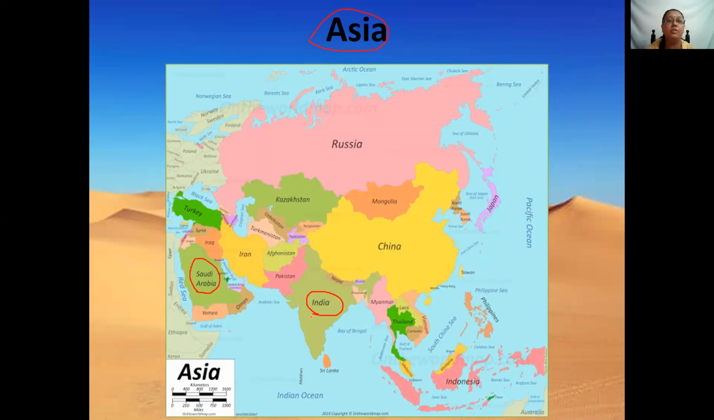India is called a peninsular country because it is surrounded by water on three sides. Now look at Saudi Arabia. Saudi Arabia is located in a place which is a peninsular area. Saudi Arabia itself is not a peninsular country because it is surrounded by land on two sides. Okay, but this area, we call it the Arabian Peninsula. See, I'm just bordering this area. This area is called the Arabian Peninsula. And we have a few countries like Saudi Arabia, Yemen, and Oman situated in that Arabian Peninsula.